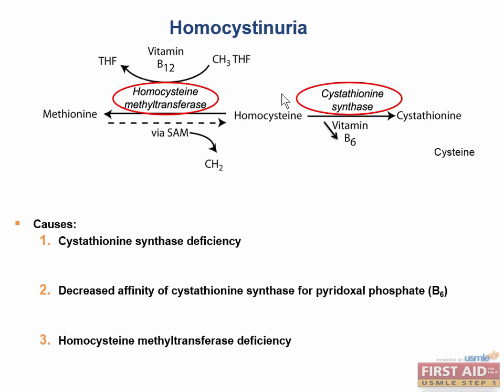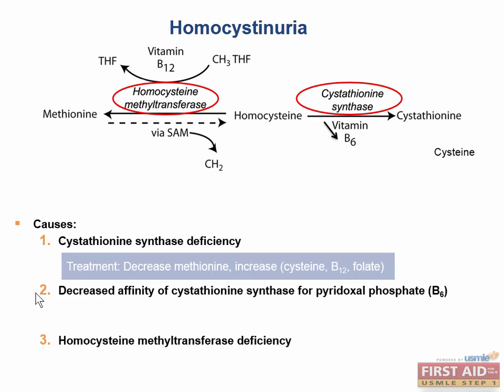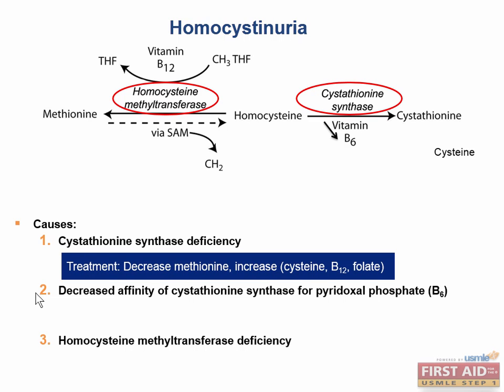Homocystinuria has three main causes. One, it's going to be a cystathionine synthase enzyme deficiency. Two, it can be caused by a decreased affinity of that enzyme for pyridoxal phosphate, which is the active form of vitamin B6. Or three, it could be caused by a homocysteine methyltransferase deficiency. So we have three causes for homocystinuria. That'll be our phenotype, while these could more be represented by our genotype. Treatment is going to depend on the cause. So we have three different treatments that we can implement.